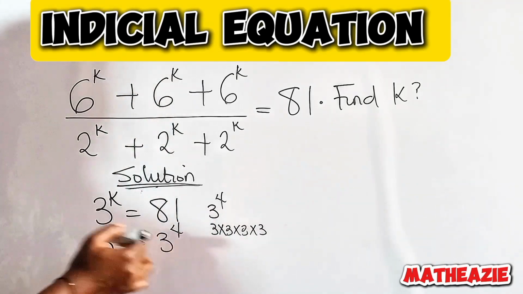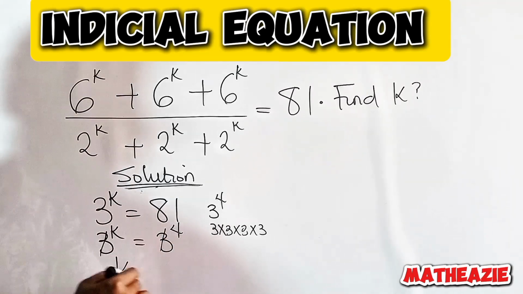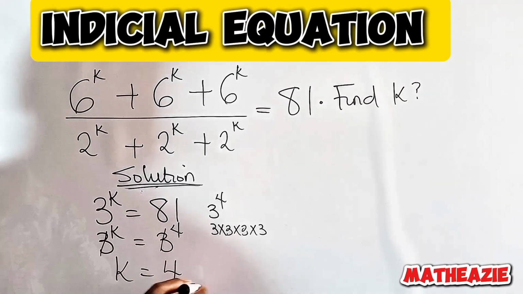The bases are equal, so the powers are equal. So if this cancels out, we have k equals 4 as the answer.